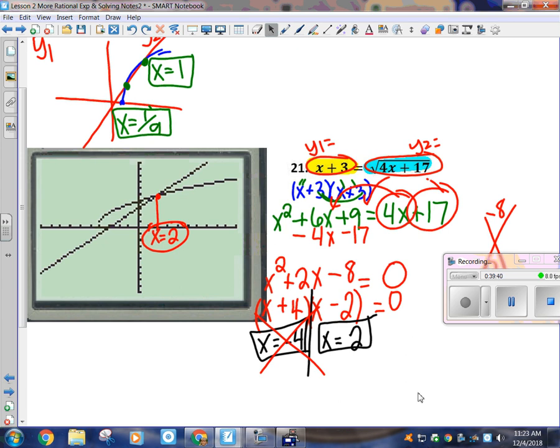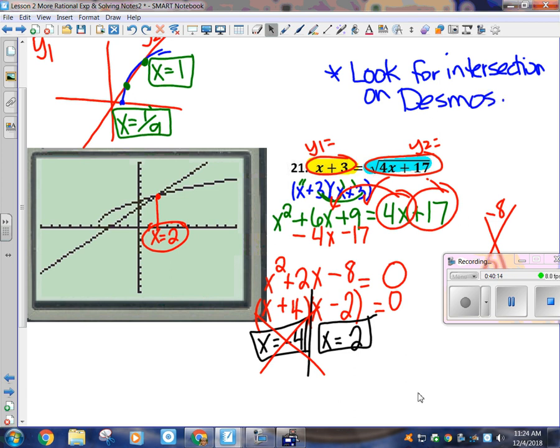So my suggestion, these are called the booger problems for a reason. Do you see why they're kind of called the booger problems? That's true. Nobody loves doing these problems. But I'm trying to say, I really think Desmos is by far the easiest way to approach these problems. You're looking for an intersection on Desmos. I'm going to write that down. Look for intersection on Desmos.